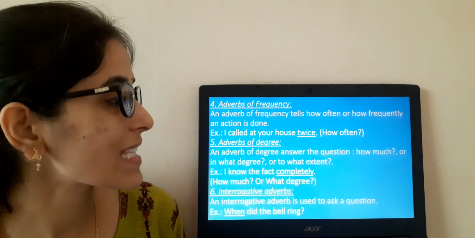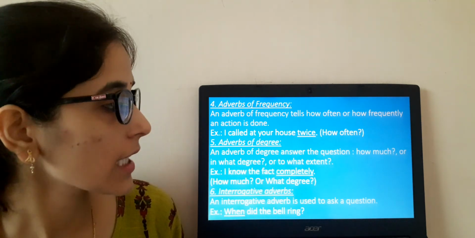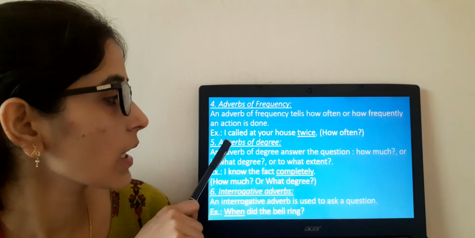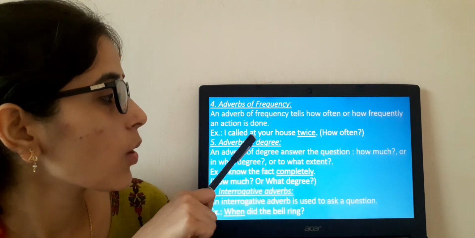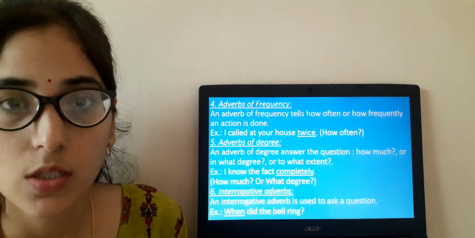Let us move to the fourth one, adverb of frequency. An adverb of frequency tells how often or how frequently an action is done. That means how frequently, how regularly the action is done. So you can see the example here. I called at your house twice. How often did you call? Twice.